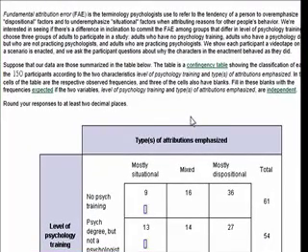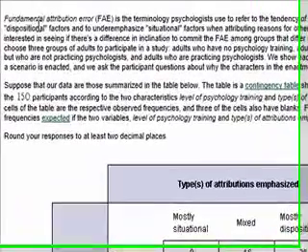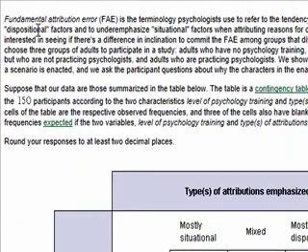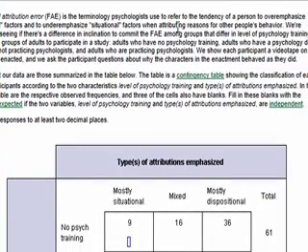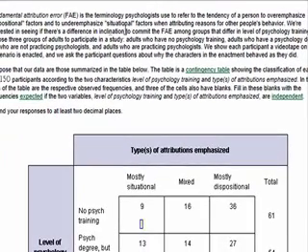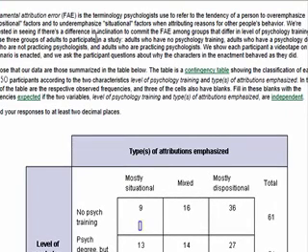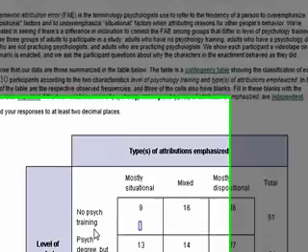I'm going to be doing a movie on contingency tables, and so we'll start off by reading this problem. Fundamental attribution error, FAE, is the terminology psychologists use to refer to the tendency of a person to overemphasize dispositional factors and to underemphasize situational factors when attributing reasons to other people's behavior. We're interested in seeing if there's a difference in the inclination to commit FAE among groups that differ in the level of psychology training. So we're going to scroll down here to the contingency table.